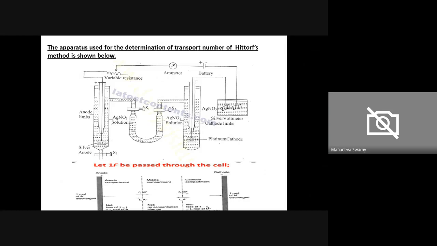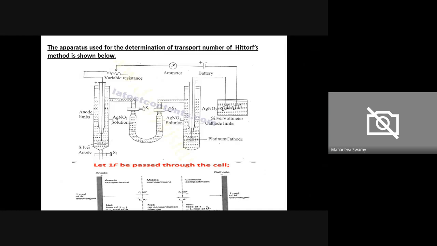Next, what do you do? The solution present in the anode limb, you take through the S3 knob and collect it, and then you measure the concentration or deposited silver present in the anode limb.